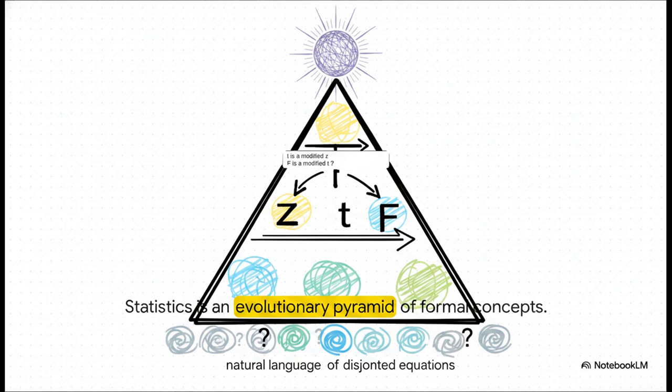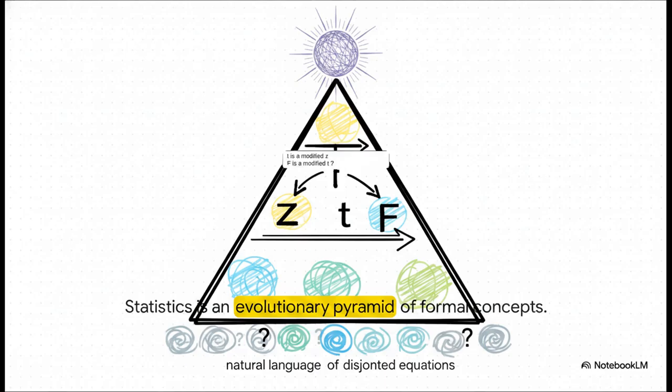And this reveals a pretty beautiful truth. Statistics is actually an evolutionary pyramid of formal concepts. Look at how it all builds on itself. The T-formula is really just a modified z-score. And, as we're going to see next, the F ratio is just a modified T-formula. These aren't just a bunch of disjointed, intimidating equations you have to memorize for a test.